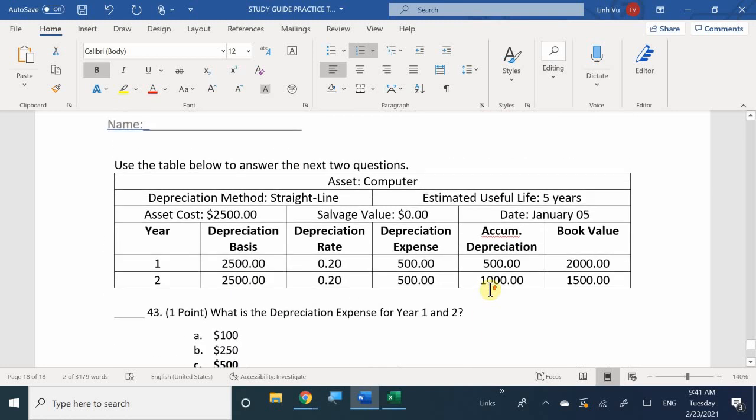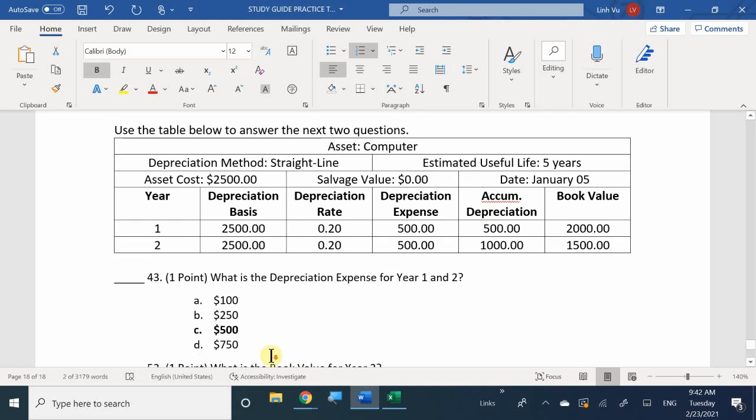Okay, so that's straight line. Straight line, again, asset minus salvage value is going to be your depreciation basis. Your rate is only 1 over the estimated useful life. Just that number only. There's no times 2. There's no divided by the number of units produced. It's just 1 over its estimated life. And of course your depreciation expense is going to be basis times rate.